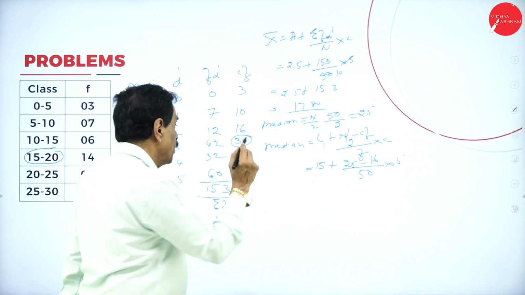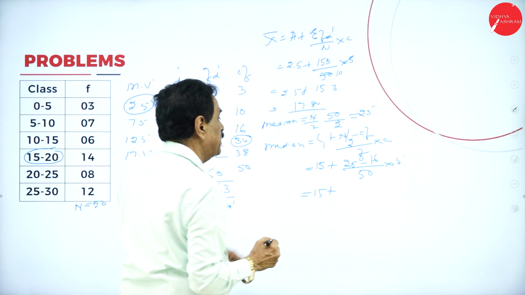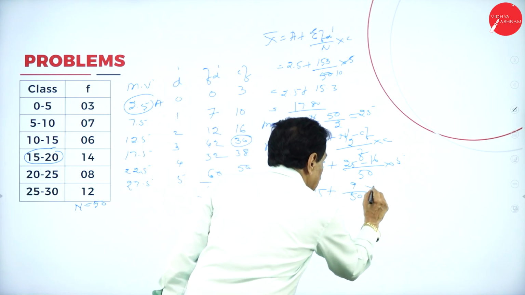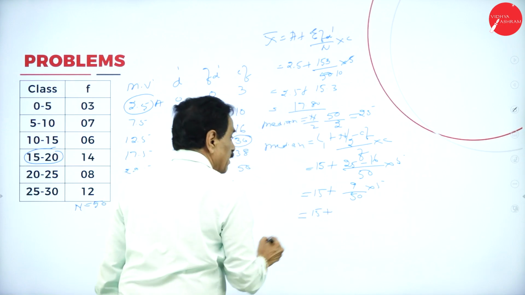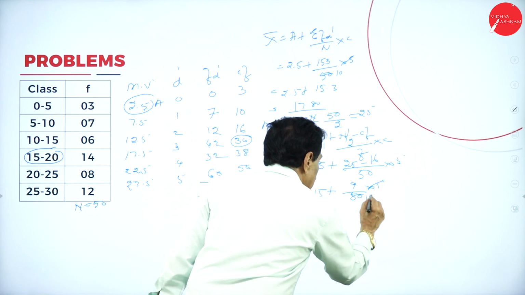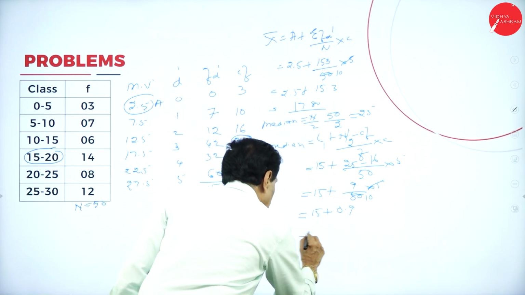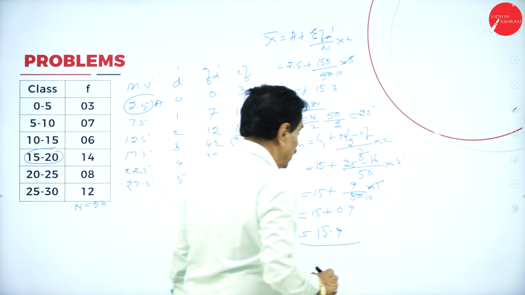Simplify this. 15. Deduct 25 minus 16 is 9. Divided by 50 into 5. Simplify these. 15 plus 5 tens are 15. 9 divided by 10 is 0.9. It is 15.9. This is your median.